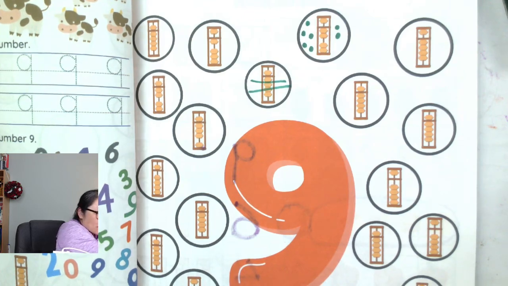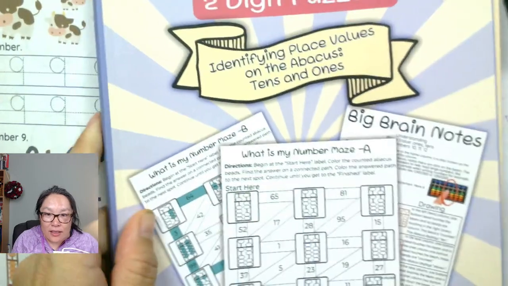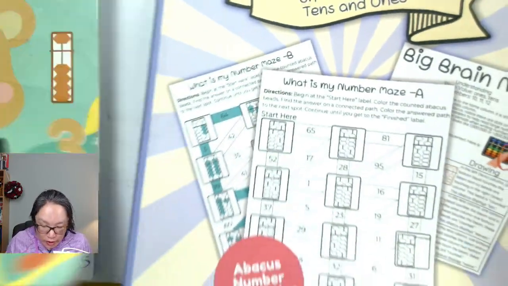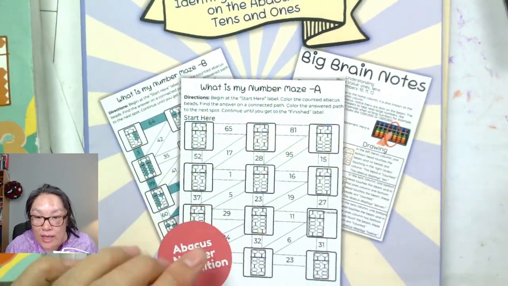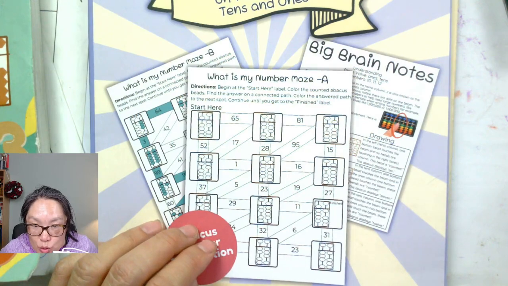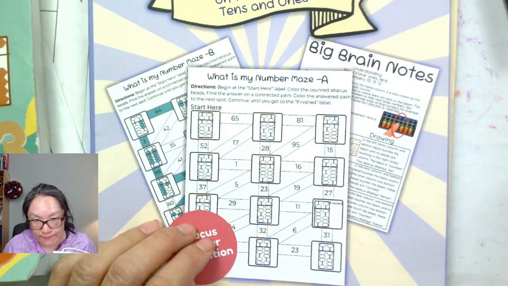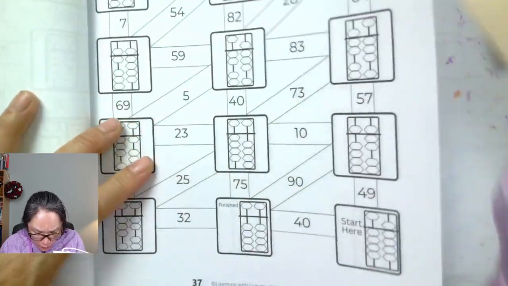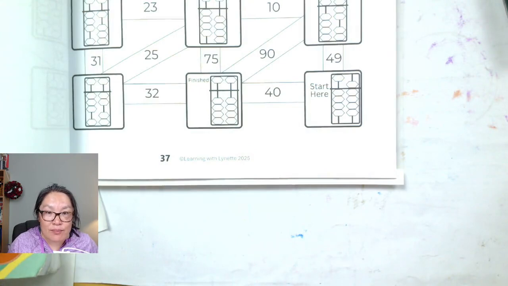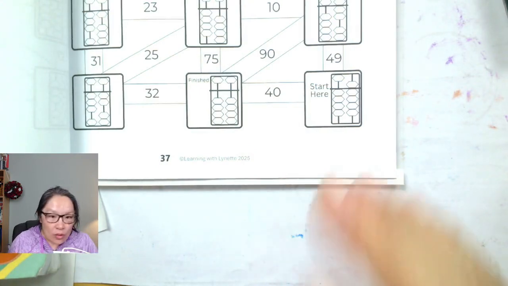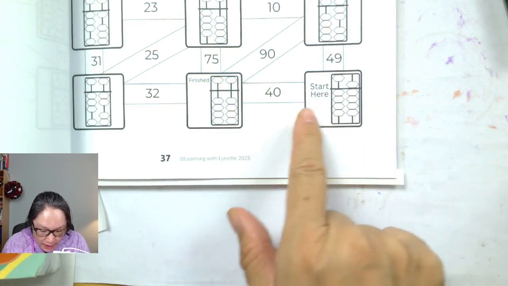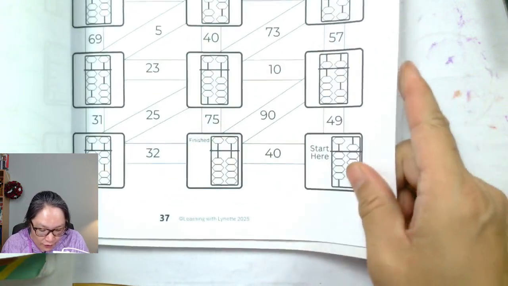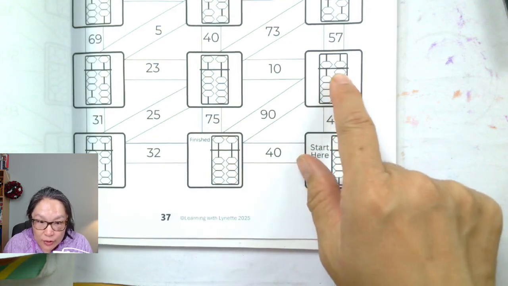So let's do a maze. This maze is a 2-digit maze. That means we're going to look at the abacus and see what number it is. What is this crazy maze? What we're going to do is read the abacus. For every box, when you figure out the number, then we can travel to a box.